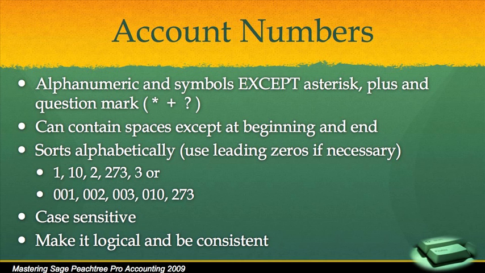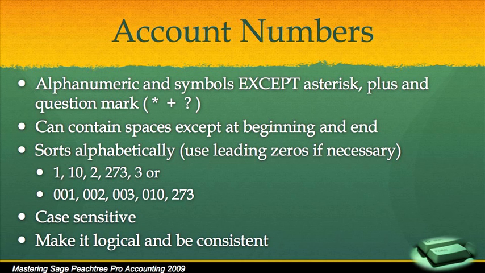First of all, account numbers can be alphanumeric, and they can include symbols, except the asterisk, the plus sign, and the question mark. You cannot use those 3. I recommend that you keep them alphanumeric, and actually I prefer numeric, but you can do alphanumeric and symbols. They can contain spaces, except they can't have spaces at the beginning or at the end. Now, my rule for that would be don't put any spaces in, but as far as Peachtree is concerned, you can use spaces except at the beginning and end.